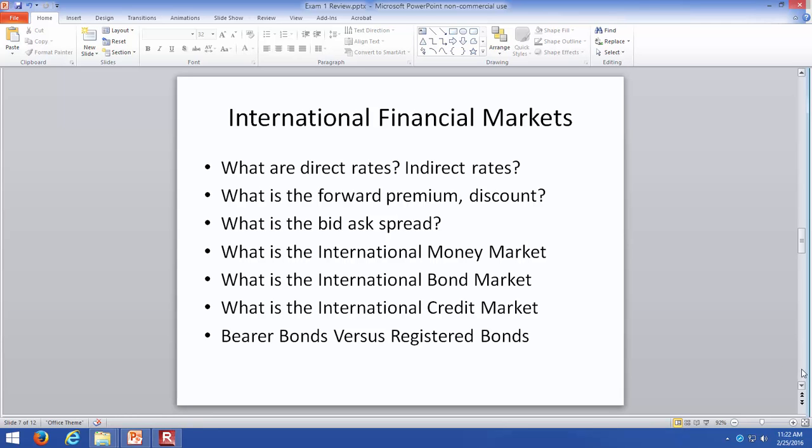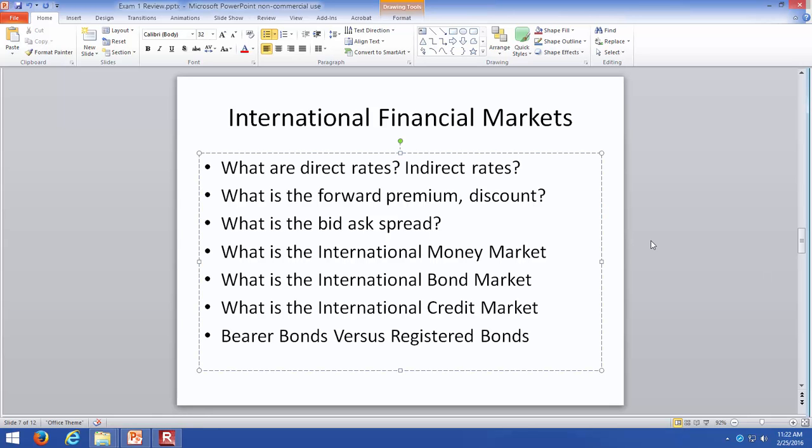Okay. Now, chapter 3 talks about international financial markets. So what are some of the things we talked about there? I think the focus here was on exchange rates. What are direct rates? What are indirect rates? The direct rate tells you the price of 1 unit of the foreign currency. As an example, for 1 euro, it's roughly 1.1 US dollars. That tells you the price of 1 euro. And the indirect rate tells you for 1 US dollar, how many euros you can get. So how do we go from one to the other? To get the indirect rate, all you do is take 1 over the direct rate.